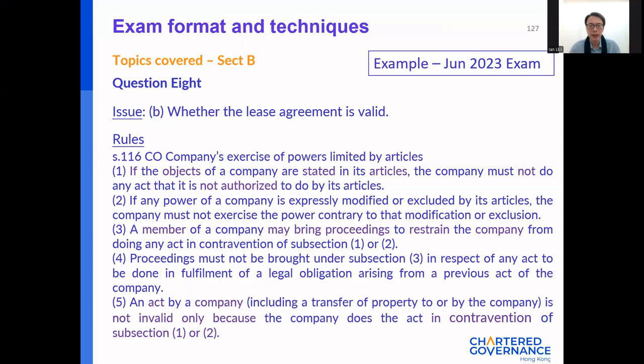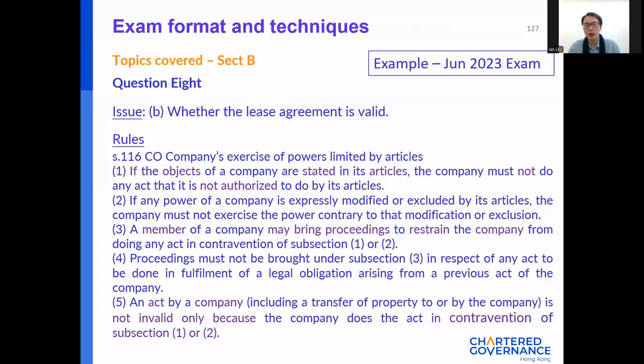If the objects of the company are stated in its articles, the company must not do any act that it is not authorized to do by its articles. Companies nowadays, it is no longer mandatory to have objects. Objects basically say what your company will do or can do or cannot do. So it's not compulsory, but of course, if you wrote it down in your articles, then your company should follow. So a member of a company may bring proceedings to restrain the company from doing that act.